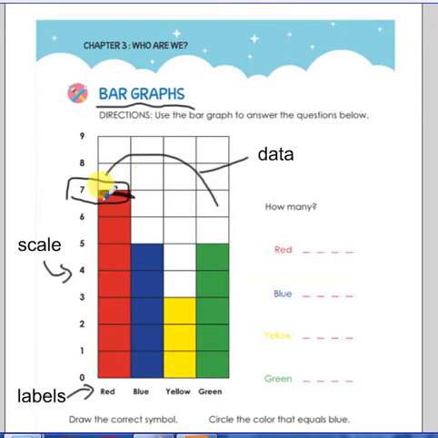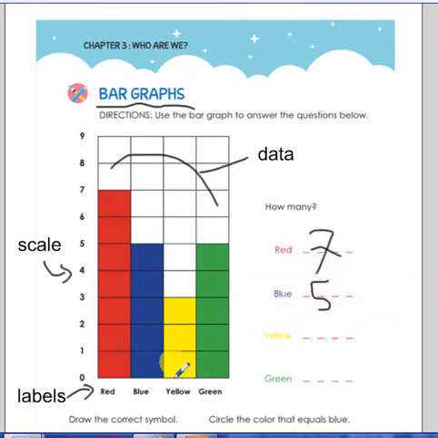So the number of red is 7. So I write 7. How many boxes here? 0, 1, 2, 3, 4, 5. So the number of blue is 5.